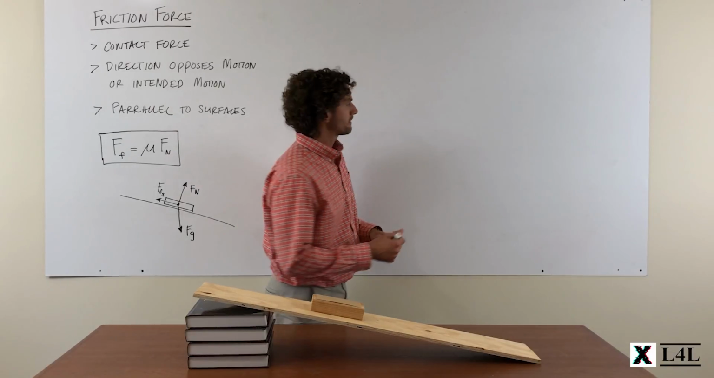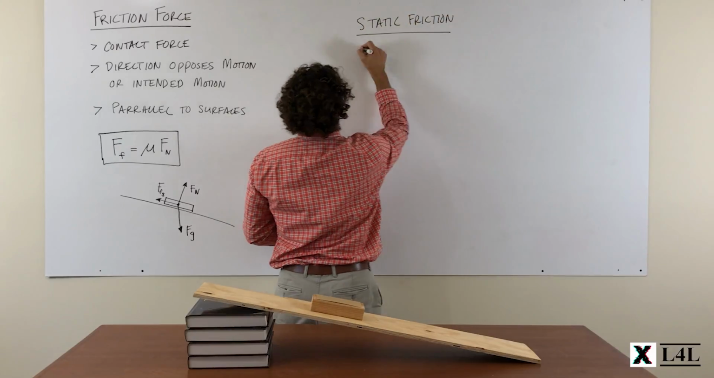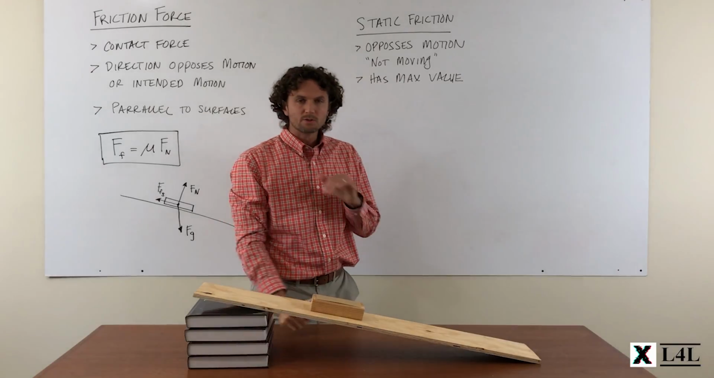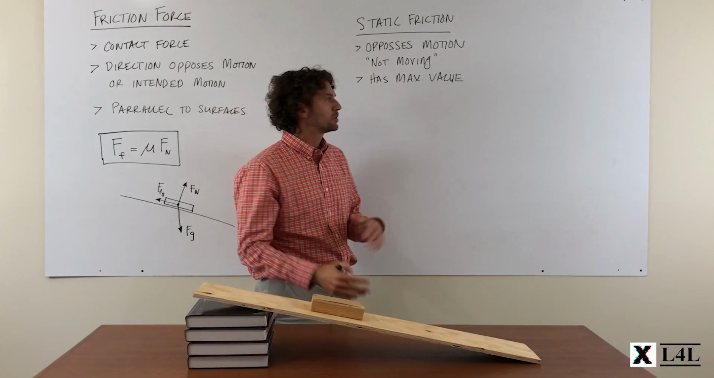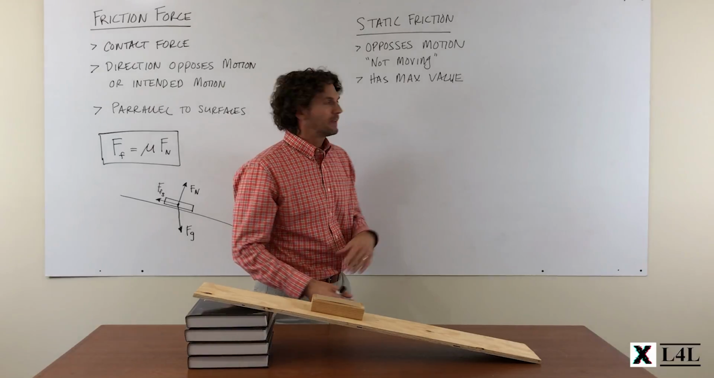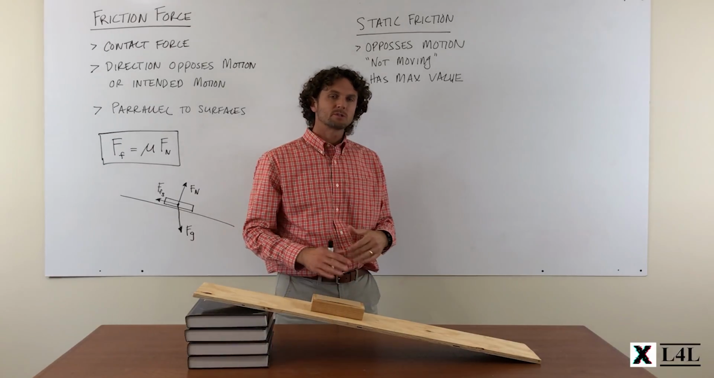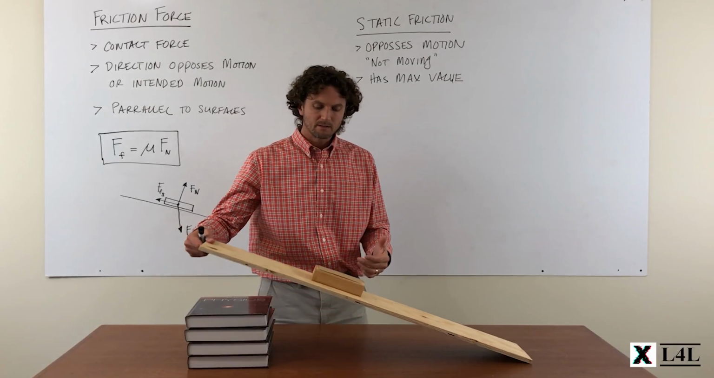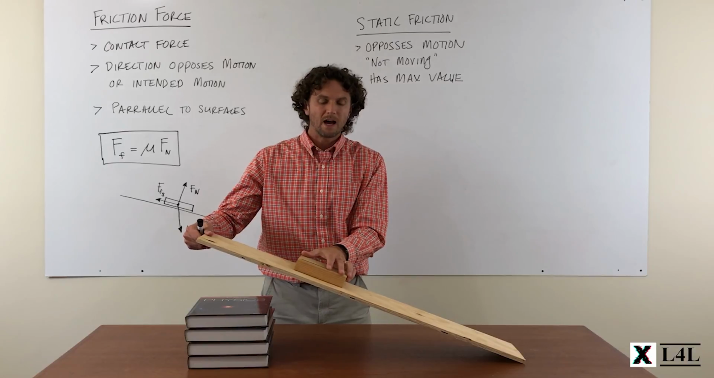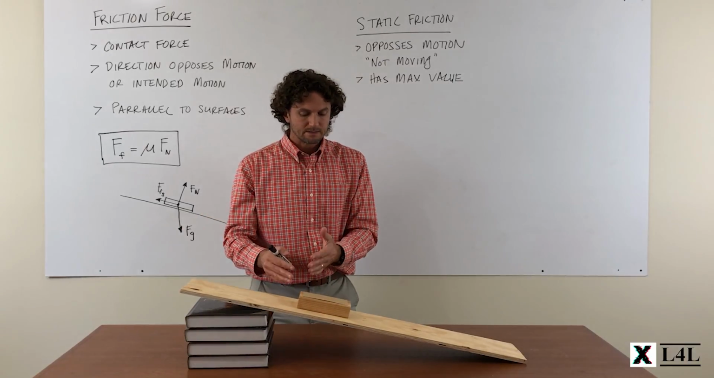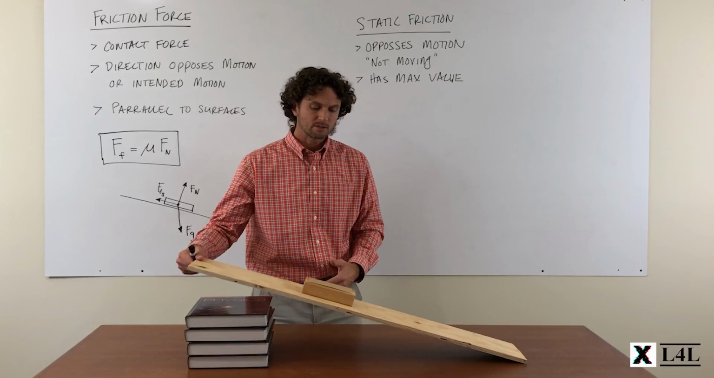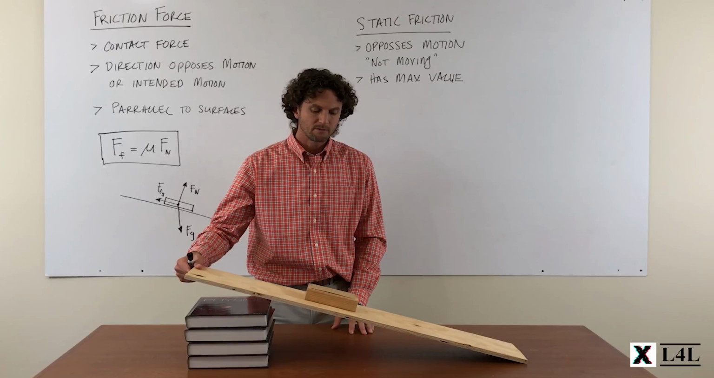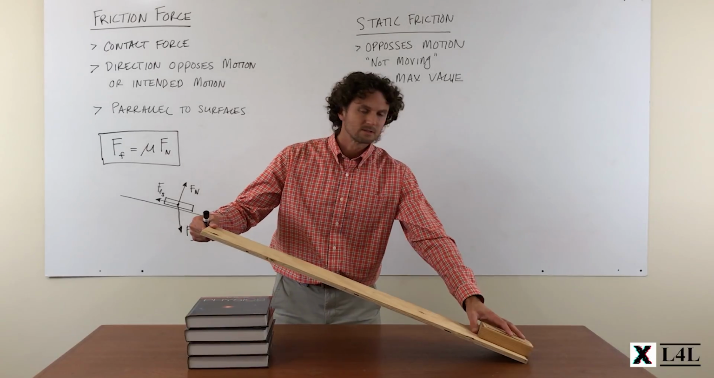Let's go ahead and define static friction. So for static friction, it's always going to oppose motion. You will not be moving. And there is a maximum value associated with static friction, which I'll talk about here in a second. Now, as I increase this plane, the object switches from static friction to kinetic friction. At some point, the parallel component of gravity is great enough that it will actually start to slide down the plane.